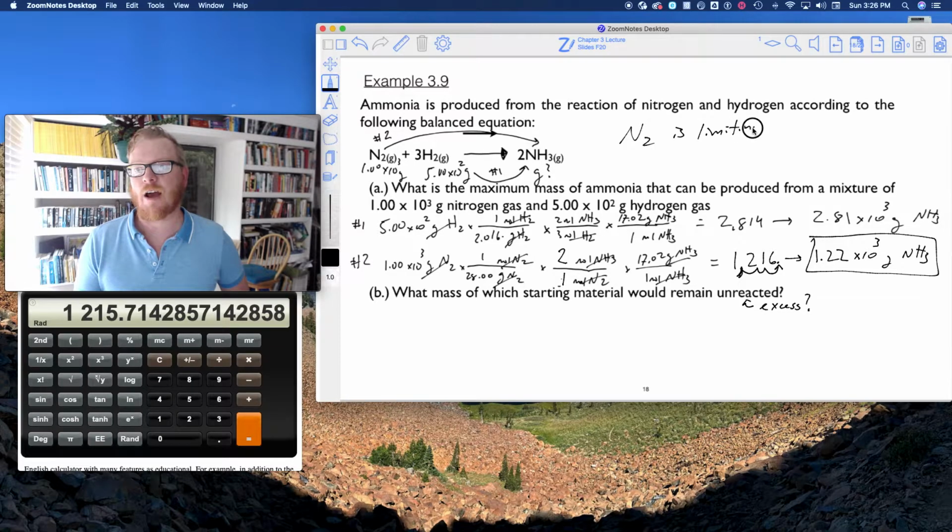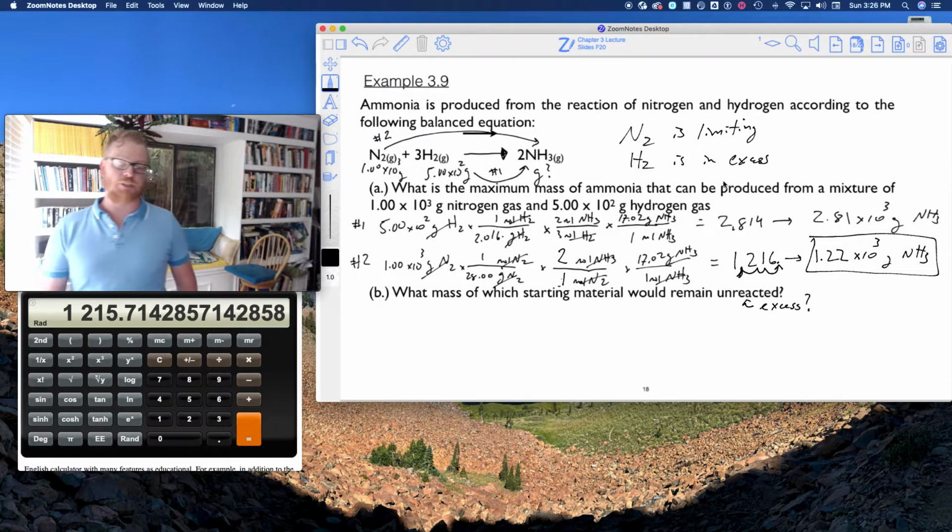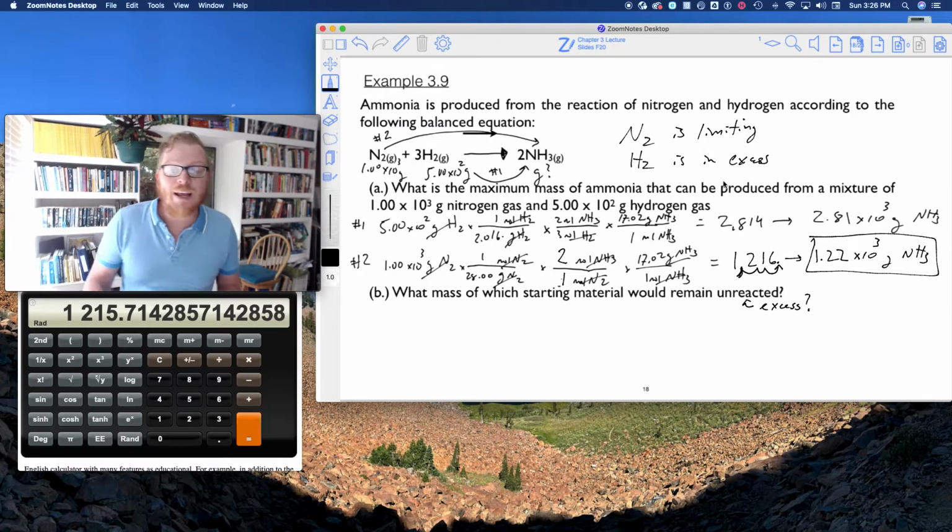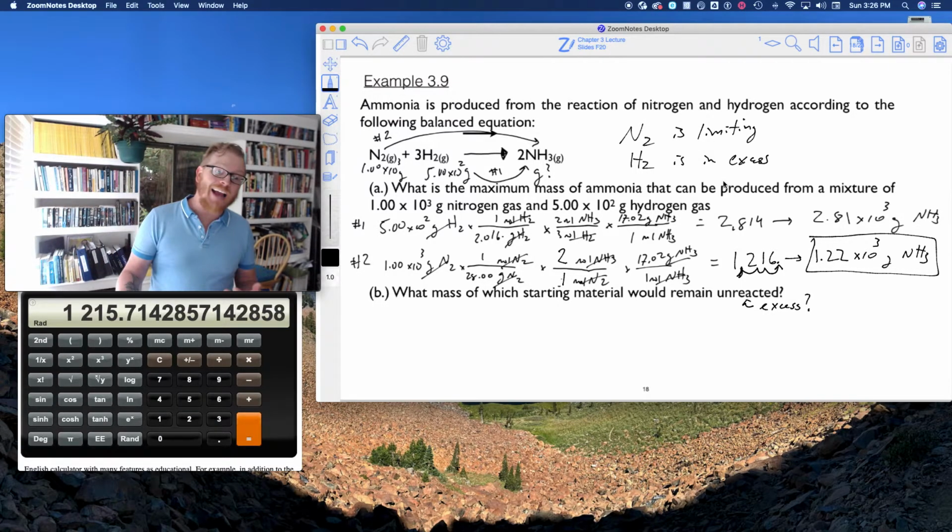I'm just going to write this down for my own clarity. And hydrogen is in excess. So that's what we're going to have leftovers of, hydrogen. Okay, so how do I calculate which starting material remains unreacted?